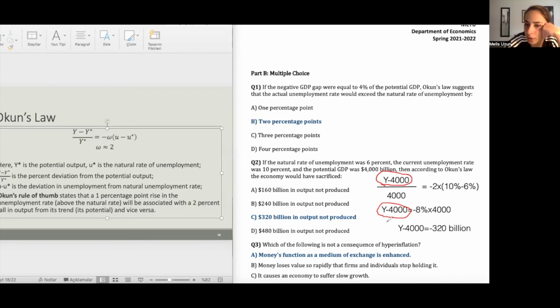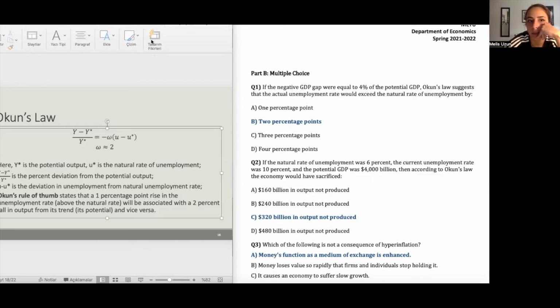So if you do the calculation, you will find that I minus 4,000 is equal to minus 320 million. So it is not produced in the economy, so the economy will have a sacrifice, because this is potential output and this is the actual amount. So this amount is not produced.